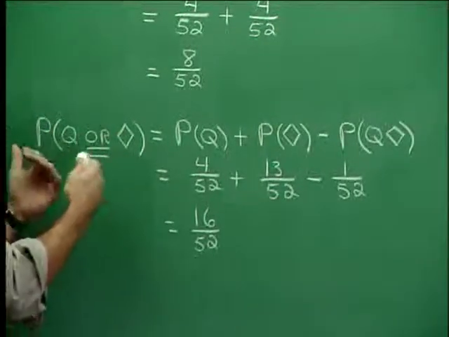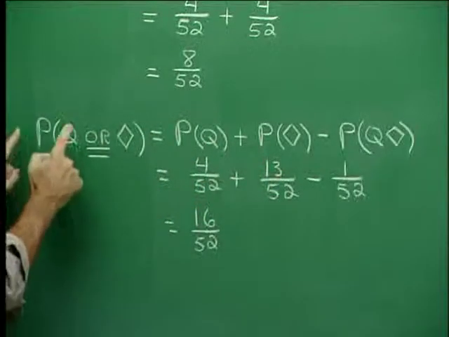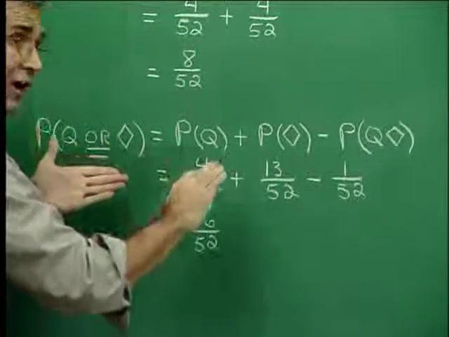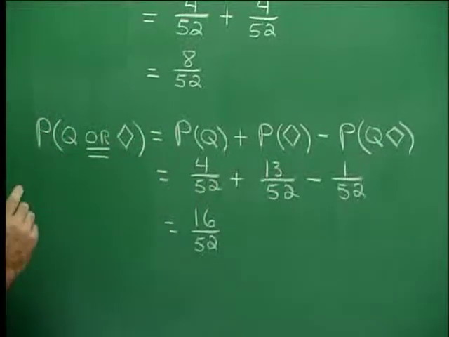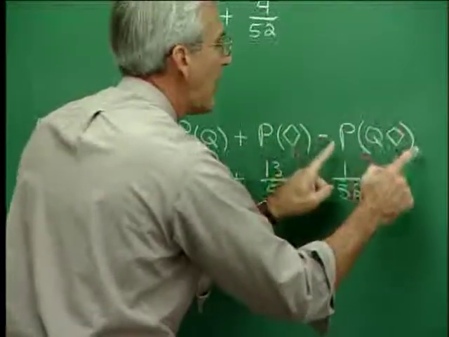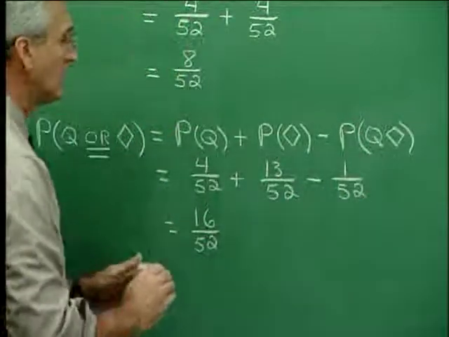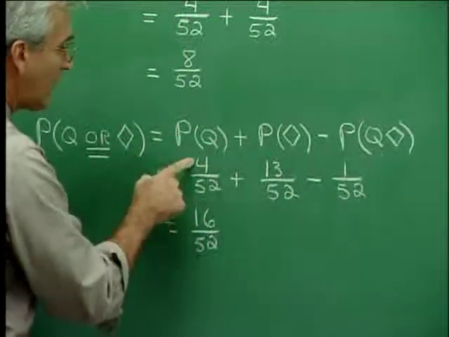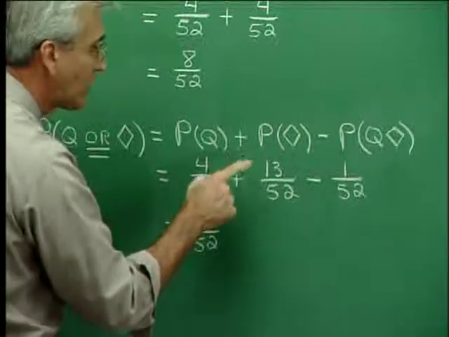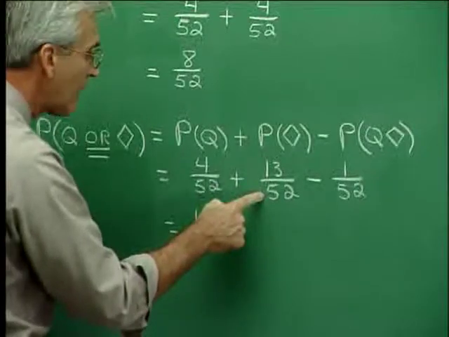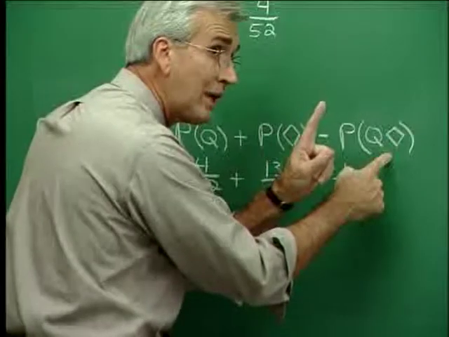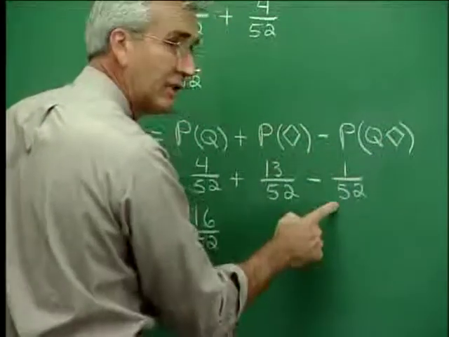So what we have to do is perform a little subtraction here. We find the probability of queen, we add the probability of diamond, and we subtract the probability that both of them happen. You see, it's the probability of a queen, plus the probability of diamond, minus the probability of the queen of diamonds. The probability of queen: there are 4 queens in the deck of 52. The probability of diamond: there are 13 diamonds, so it would be 13 in 52. And the probability of drawing the queen of diamonds, since there's only 1 in the deck, would be 1 in 52.